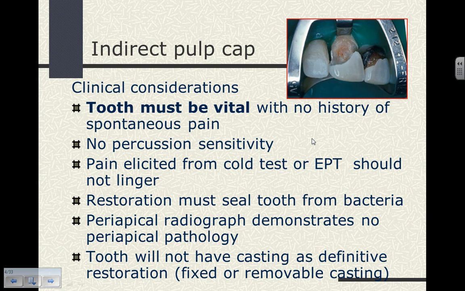Restoration must seal the tooth from bacteria, so whether we place an amalgam or a composite, no bacteria should be able to get in. When we look at a radiograph, we'll see no periapical pathology present. And most importantly, the tooth will not have a definitive casting as a definitive restoration, whether it be a fixed casting or removable partial denture casting. If you're going to do that procedure, you're going to remove all the caries. If the pulp has a carious exposure, you're going to proceed to endodontic treatment.